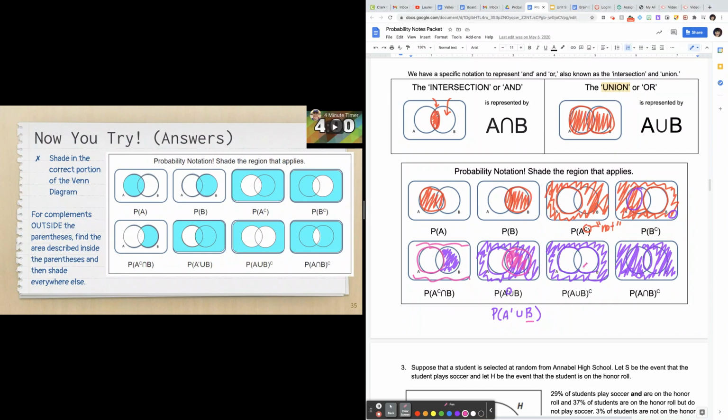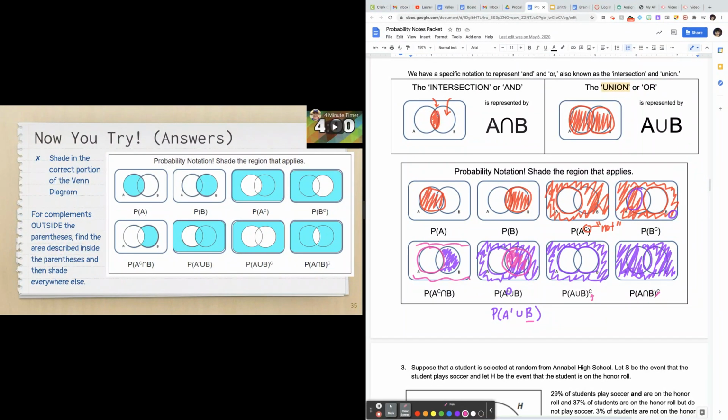All right, so for these last two, I don't think I mentioned this before I had you pause the video. That's my bad. But whenever you have a not on the outside of a pair of parentheses, what you do is you figure out where you would shade without that. So A or B is everything inside of the circles, okay? And then you would just shade the opposite of that. So literally everywhere else, right? So if A or B is everything inside the circles, I would shade everywhere else, okay? Which is all of the space outside of the circles, okay?